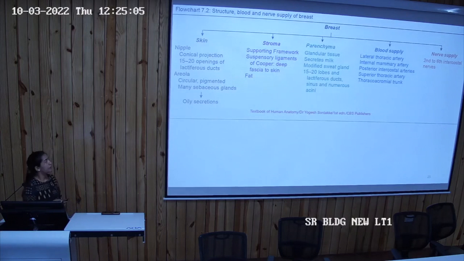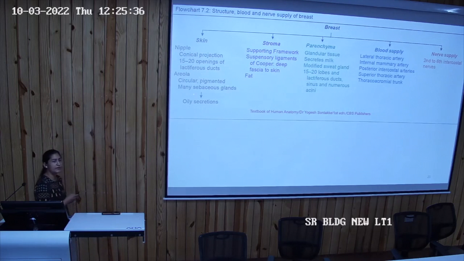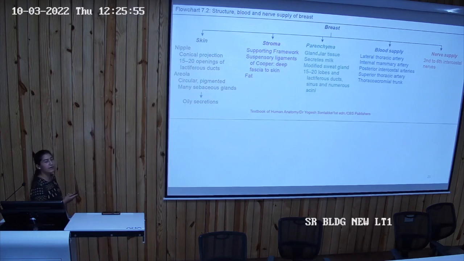So this is a brief about what we have discussed. Skin, areola, stroma. Do you want to read it once? What does the nipple contain? It is containing the lactiferous duct. The openings of the lactiferous duct open onto the nipple. Areola is the circular pigmented area around the nipple that is containing the sebaceous gland. Then stroma and parenchyma, they are two different things. So don't confuse them. Stroma is different and parenchyma is different. So stroma is the supporting framework and parenchyma is the glandular tissue.